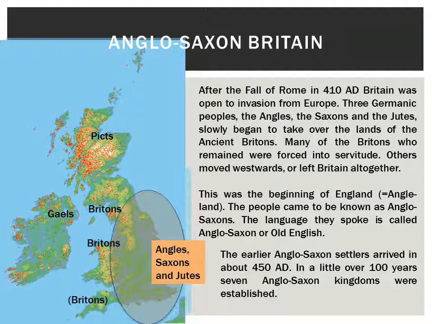Okay, looking at it again, you can see this would be their area, the Anglo-Saxon area, and most of the mountainous areas would be Celtic. So another way of looking at that is they took the best land for themselves and left the rest for the Celts.